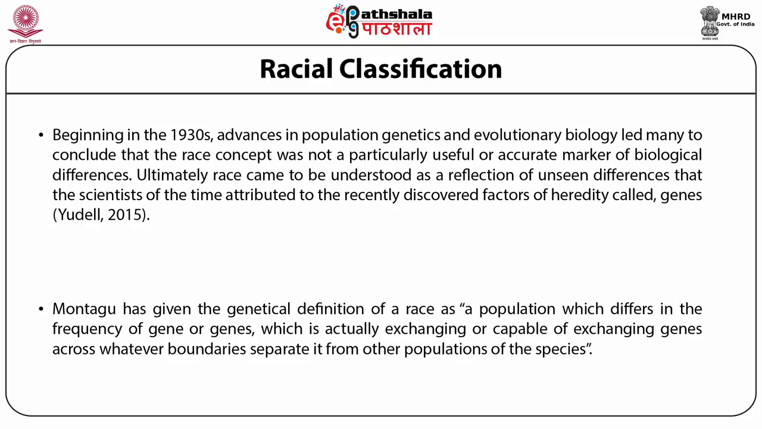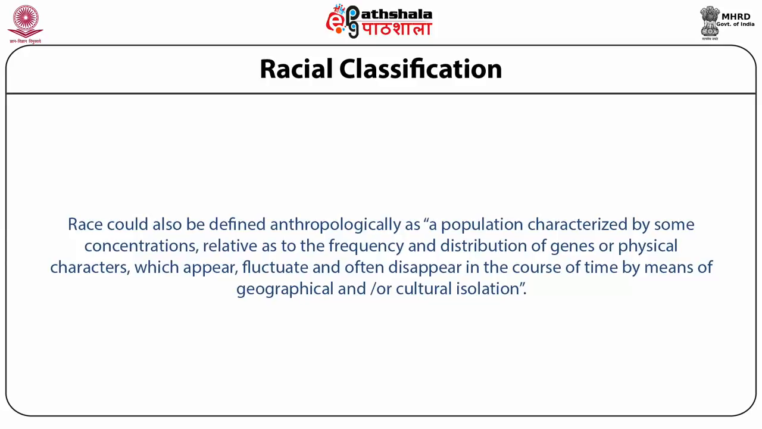Race could also be defined anthropologically as a population characterized by some conception relative to the frequency and distribution of genes or physical characters, which appear fluctuating and often disappear in the course of time by means of geographical or cultural isolation.